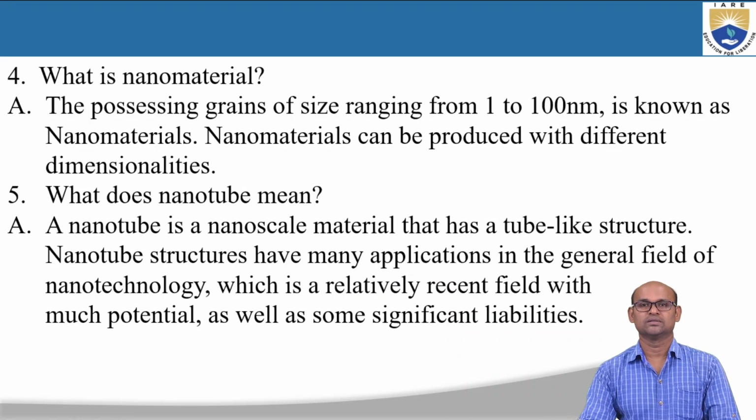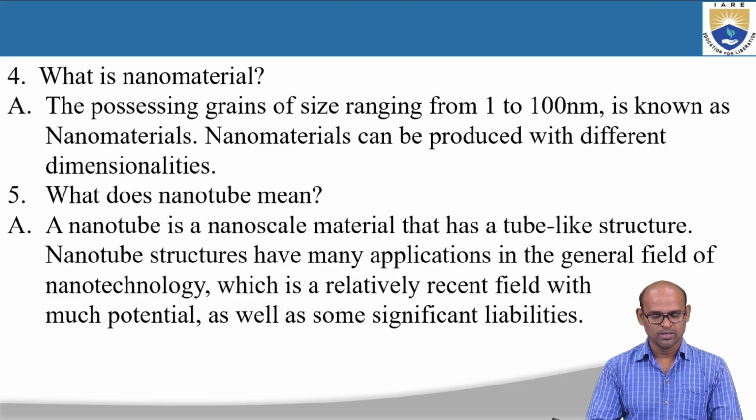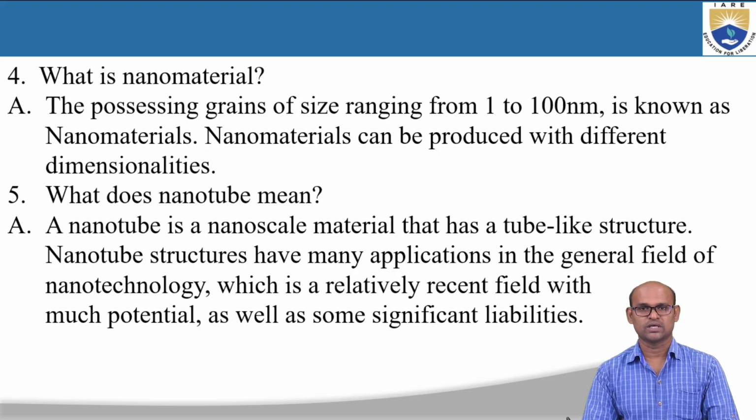What is nanomaterial? The material possessing grains of size ranging from 1 to 100 nanometers is known as nanomaterials. The nanomaterials can be produced with different dimensionalities. You can have nanoscale in one dimension, 2 dimensions, 3 dimensions. Different dimensions, you can have nanoscales.